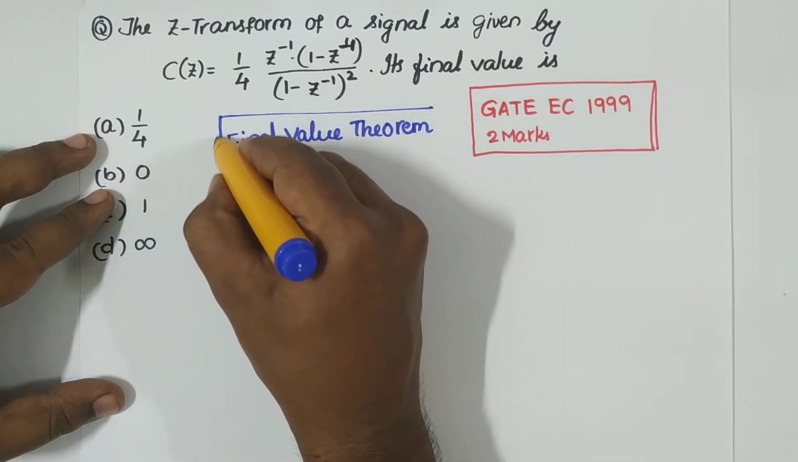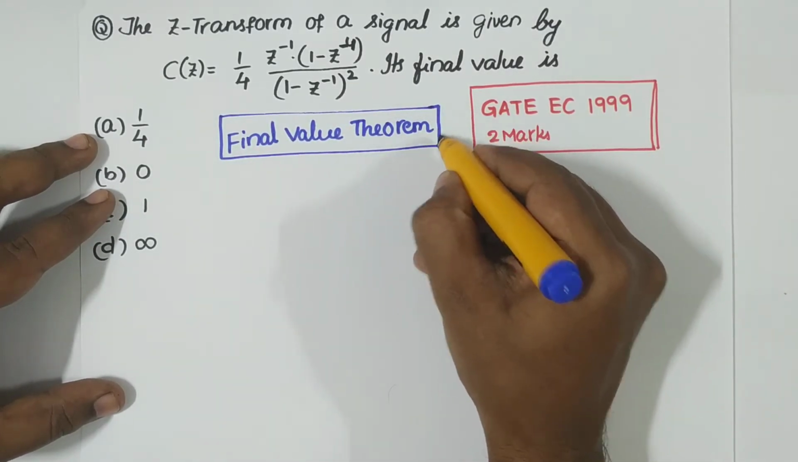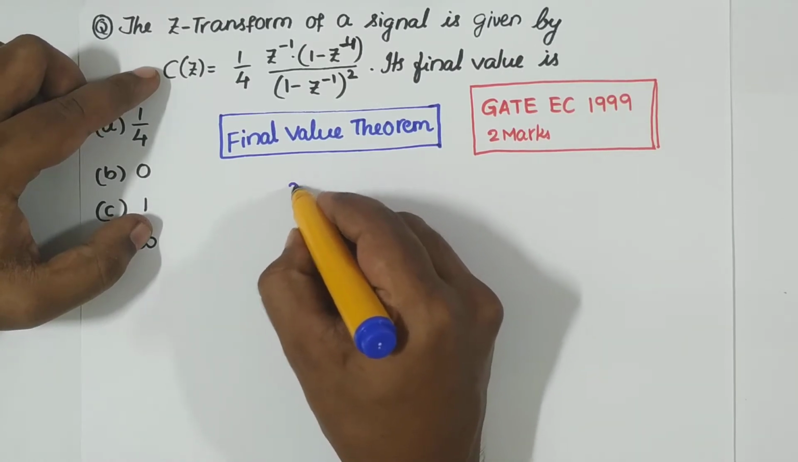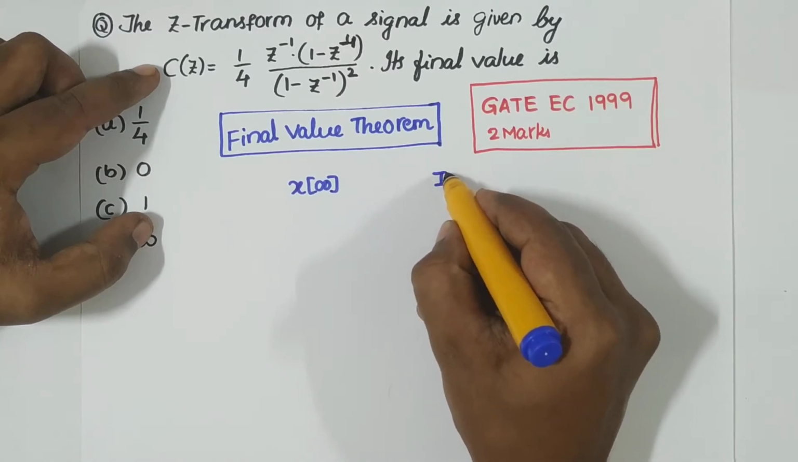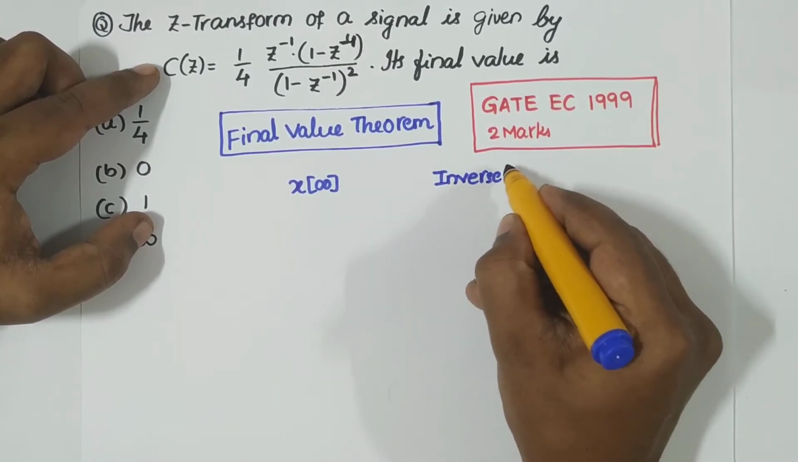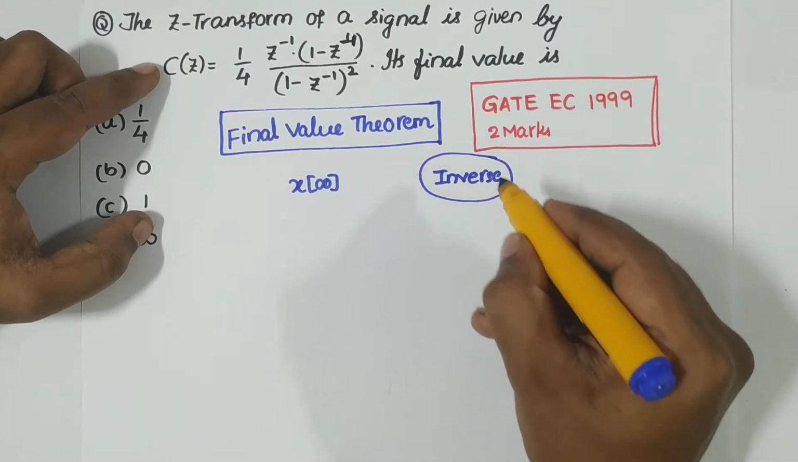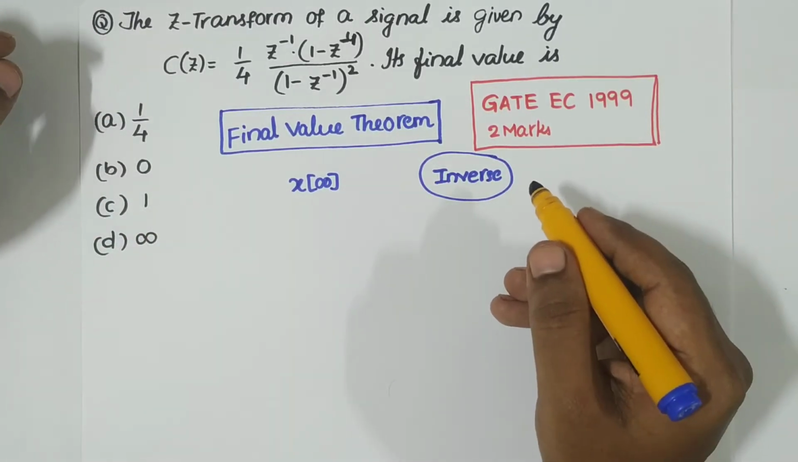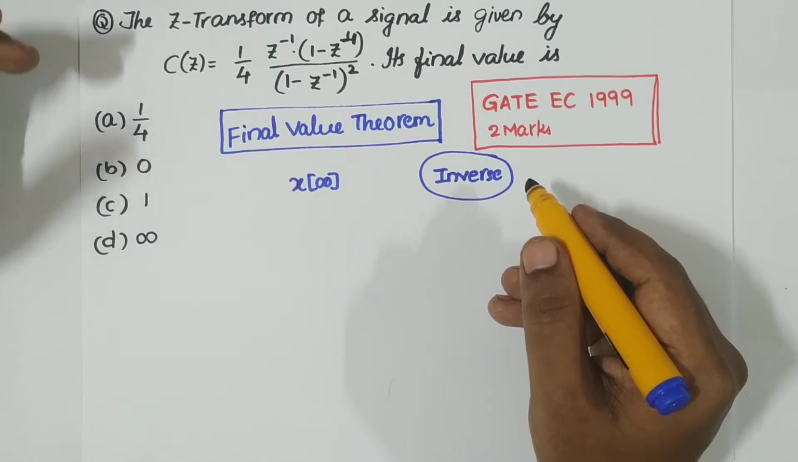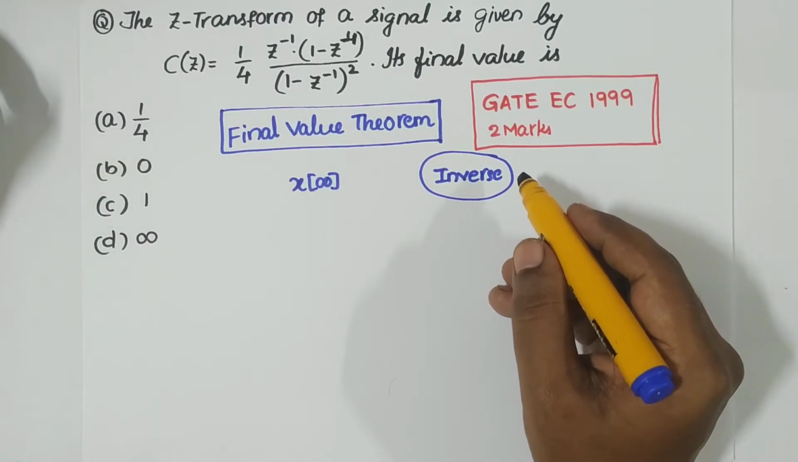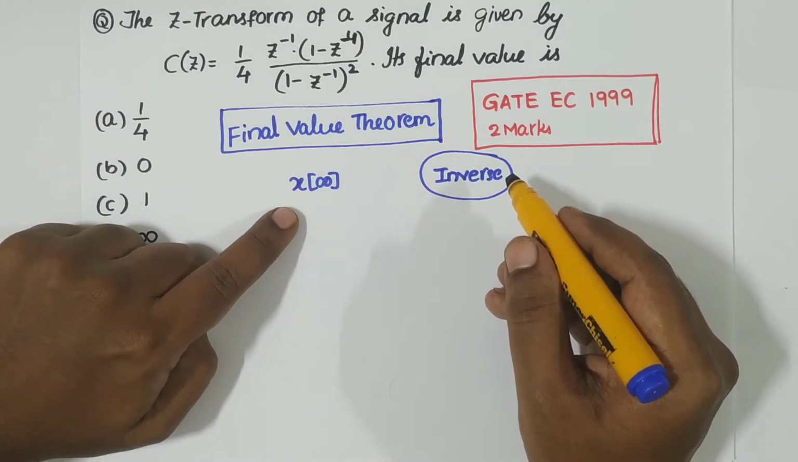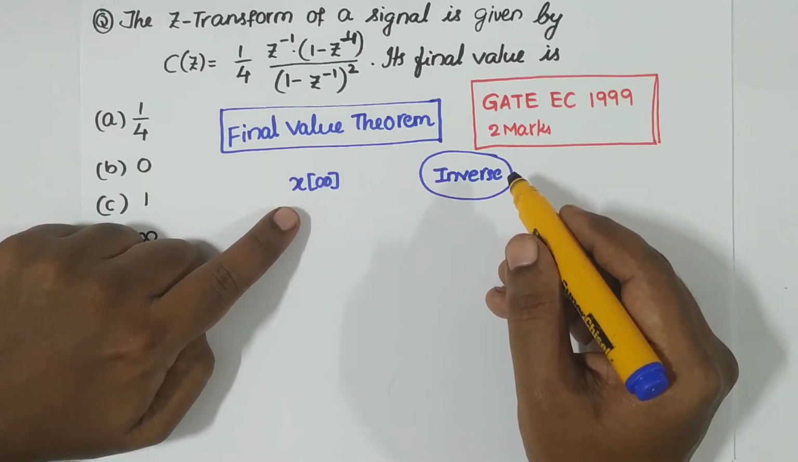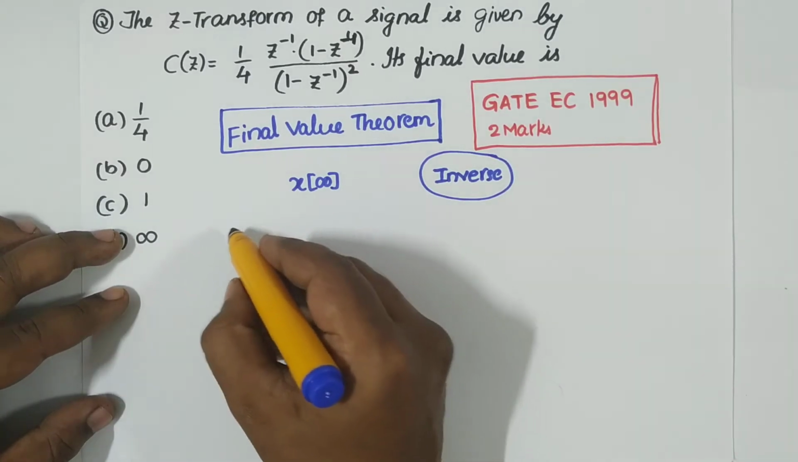Using this I can find, say, c of infinity or x of infinity without even finding the inverse of the transformation. I don't need to go for the inverse Z transform or the inverse Laplace transform. As we have a discrete time signal in this case, we would take the inverse Z transform. That means we do not need the inverse Z transform to find the value of our time domain signal as n approaches infinity.